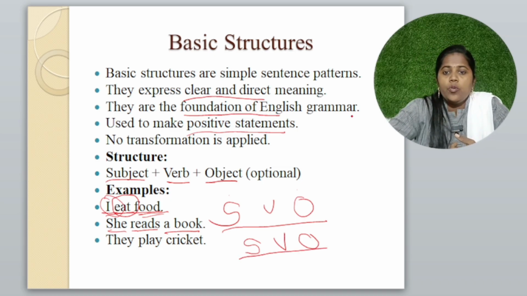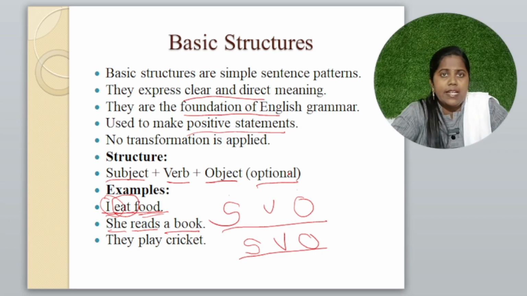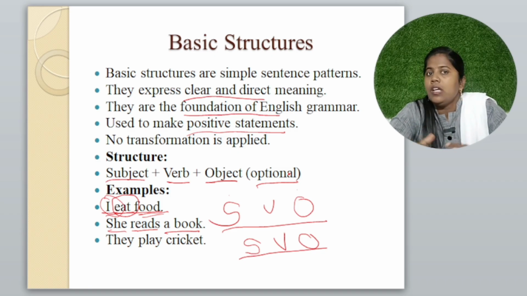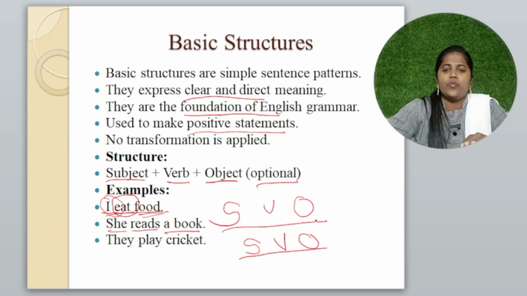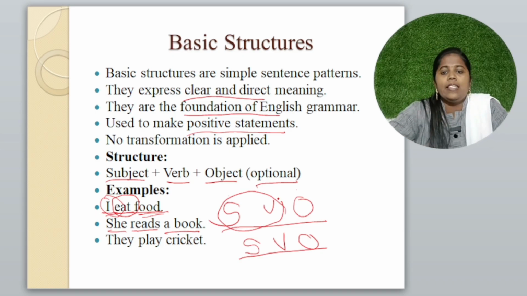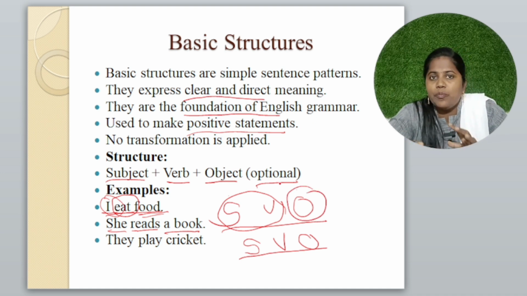But here you can see that objects are optional. Means even a sentence can be like this: I work, only subject and verb. Objects are optional. If there is need, then you can use. Otherwise, you can just construct some sentence with subject and verb. These two parts are compulsory and the object is optional. Okay? So this is what basic structure is.